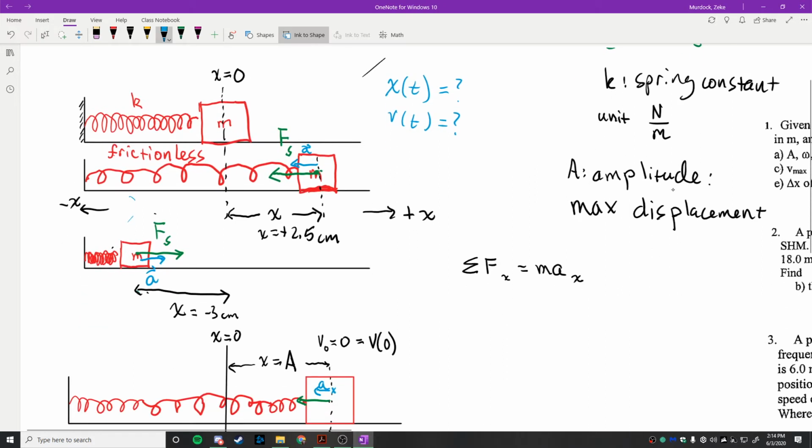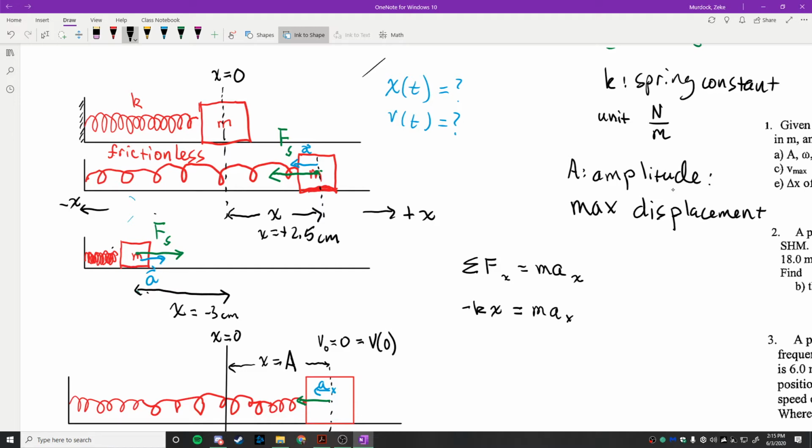So the left-hand side of our equation here becomes negative k times x. And we say that that is equal to the mass of the object multiplied by its acceleration. Now, we can just call the acceleration a, right? No, I want to call it a sub x, for a reason that we'll see in a second.